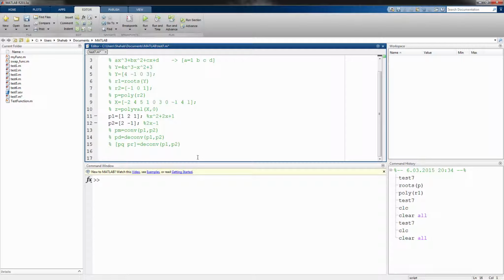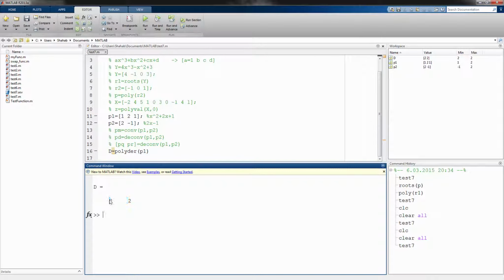Now I want to talk about what will happen if I have P1 and I want to find its derivative. So x squared plus 2x plus 1. I know if I calculate its derivative, it should be 2x plus 2. In order to calculate a derivative, I call it capital D is equal to, I use something called polyder, which is polyderivative of, let's say, P1. And then let's run it and see what is happening, and we see that it has 2, which means that the highest order is 1, so it's 2x plus 2 as we were expecting.